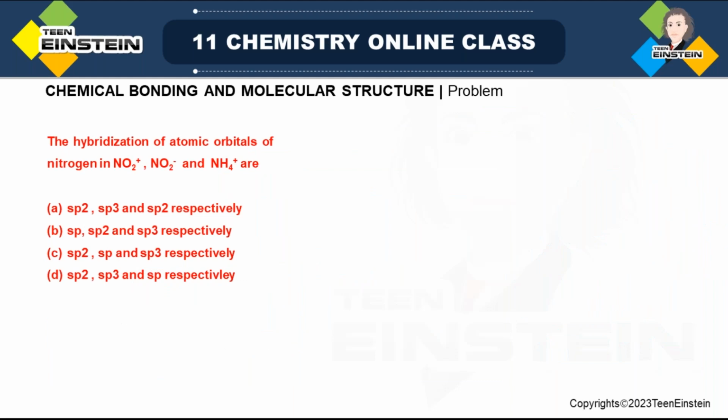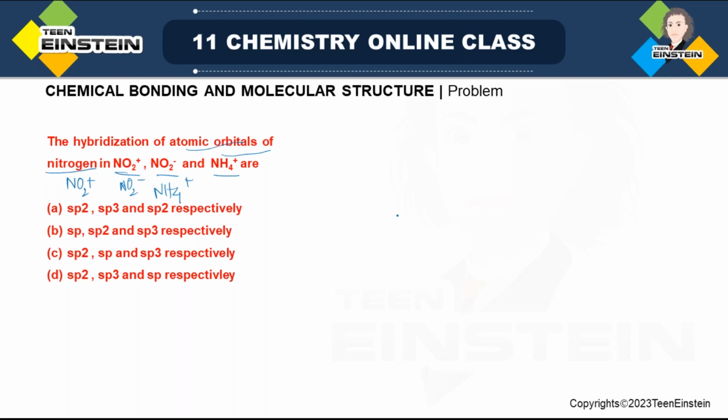Now one problem we'll discuss, which is related to hybridization. It is asking for the hybridization of atomic orbitals of the nitrogen atom, because in the three species that are given here, NO2+, NO2-, NH4+, cation, then anion, then again cation, nitrogen is the central atom. So we have to find the hybridization of the atomic orbitals that nitrogen is using in these three species. Different options, that is combinations of sp2, sp, sp3, are mentioned. The first one should be NO2+, because respectively is written. Next one is NO2-, last one is the ammonium ion, NH4+.